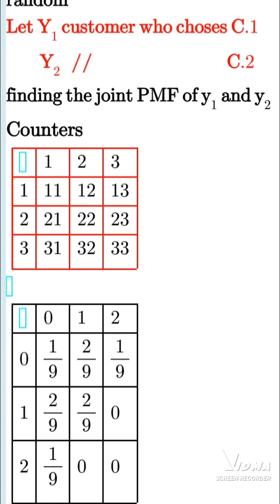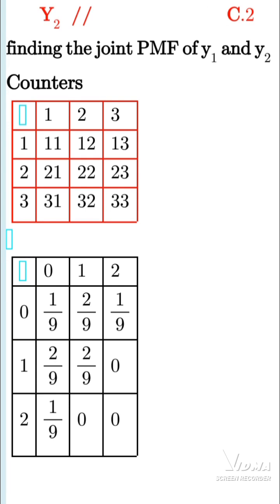The one customer arriving at C1 and the other customer arriving at C2, that is not possible, so we have that to be 0. So for the last part, two customers and no customer at counter 2, that is 1/9. And of course the rest, 2 1 and 2 2, is not possible. So that is our PMF.